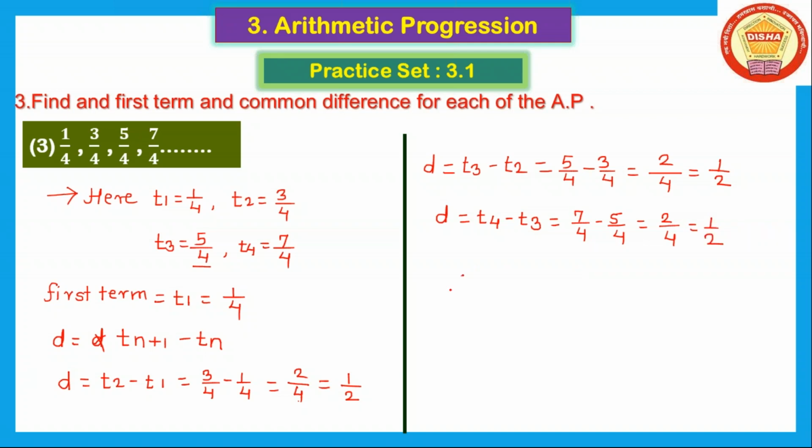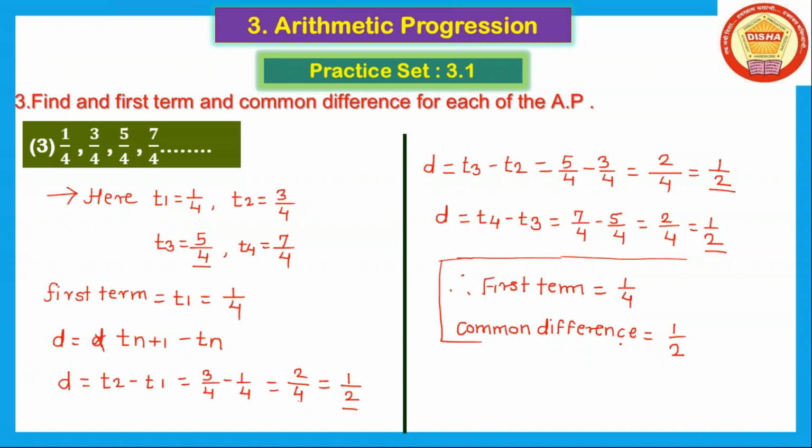Then we write the final answer: first term is equal to 1 upon 4, and common difference, which we found from the difference between consecutive terms, is equal to 1 upon 2. This is our final answer. So we make a box for the final answer. All of you understood this example? Yeah.